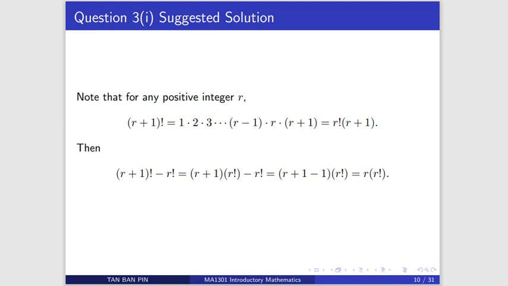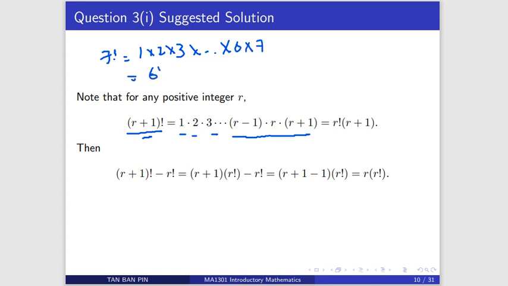At the beginning of the semester, I mentioned in the video that (r plus 1) factorial is 1 times 2 times 3 until r plus 1. I mentioned that 7 factorial is actually 1 times 2 times 3 until 7. It's actually 1 times 2 times 3 all the way until 6 and 7. So it can also be written as 6 factorial times 7, because 1 times 2 times 3 until 6 gives you 6 factorial.